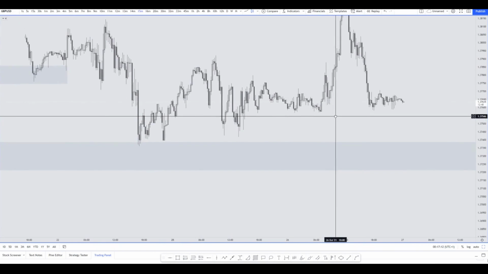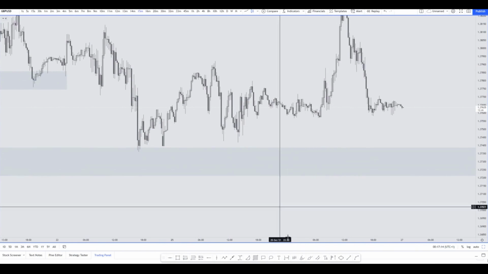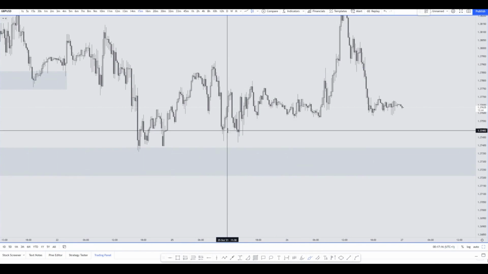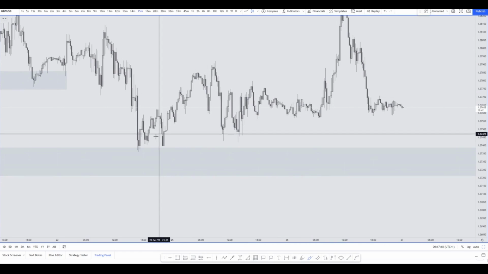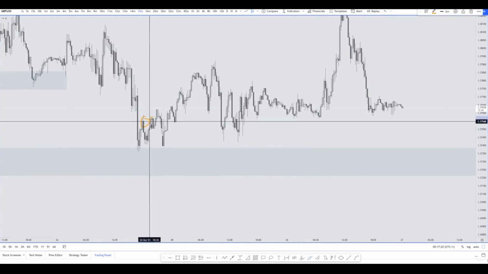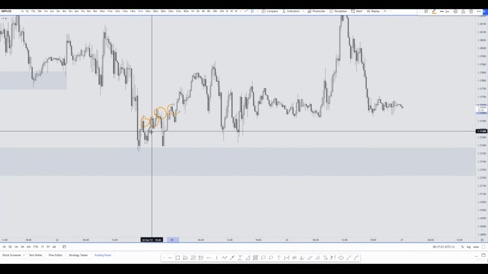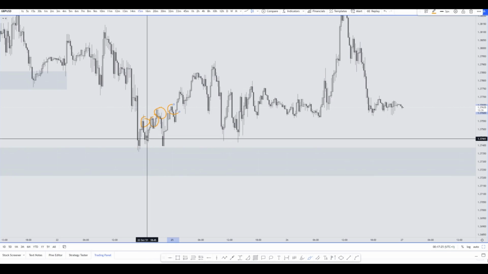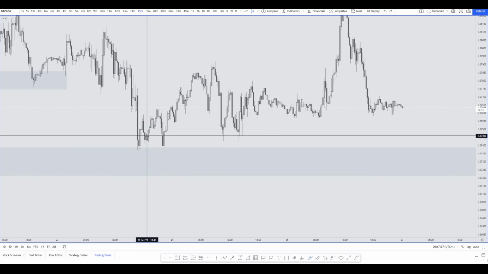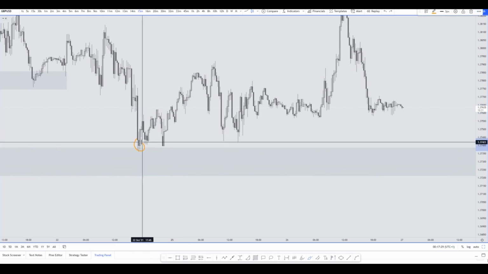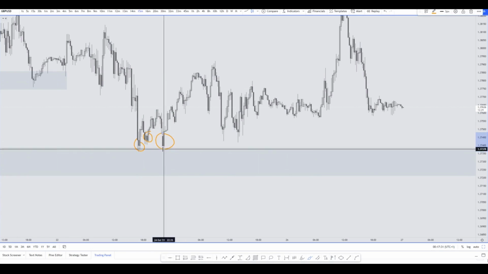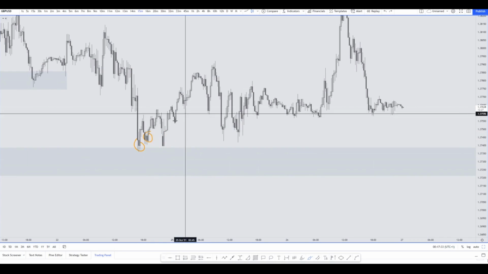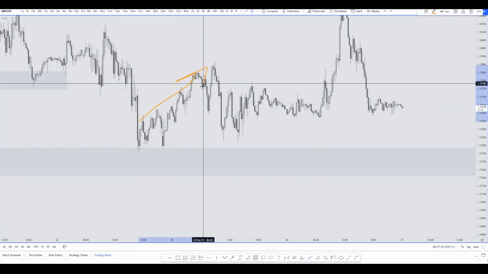You'll start getting into this and you'll be looking at it and, oh, we have a supply zone, supply zone, supply zone, supply zone, but they're all failing. And ultimately, you look at this and you'd be like, okay, well, demand zone, demand zone, demand zone, they're clearly in control in this particular section here.